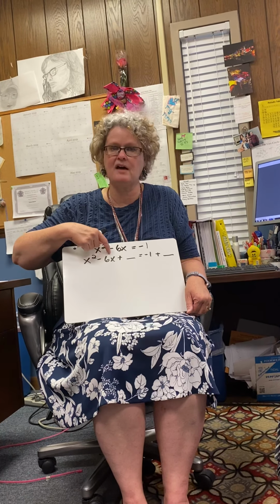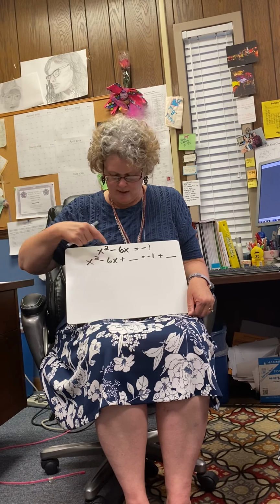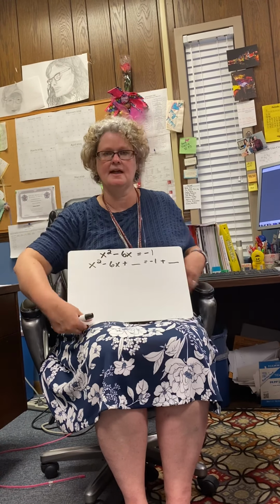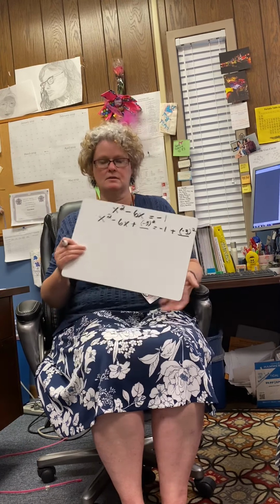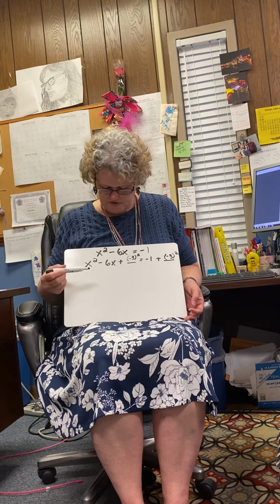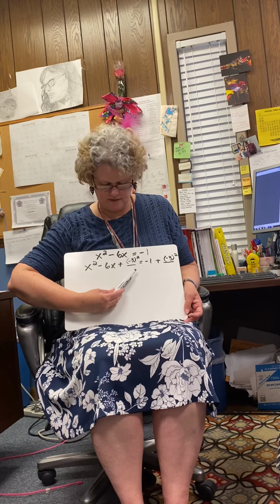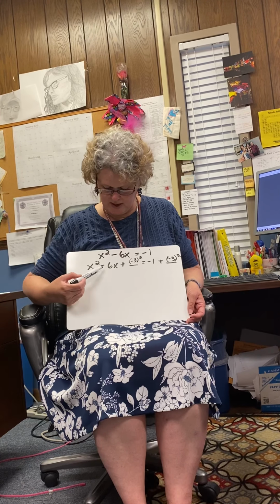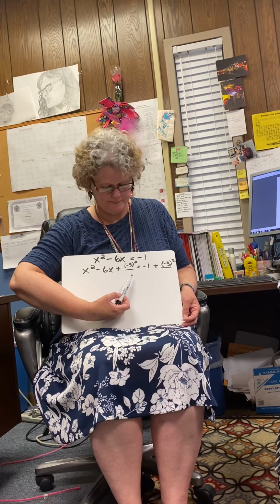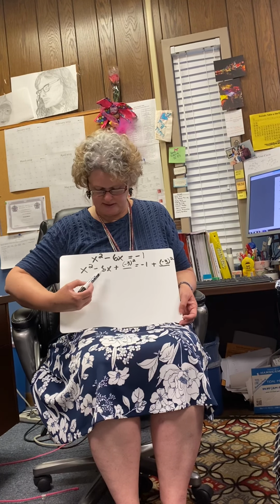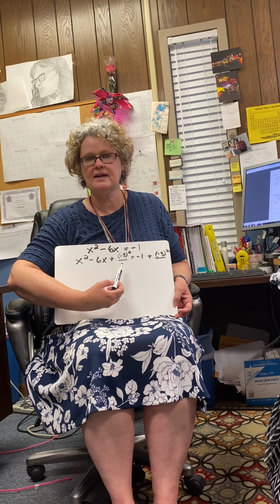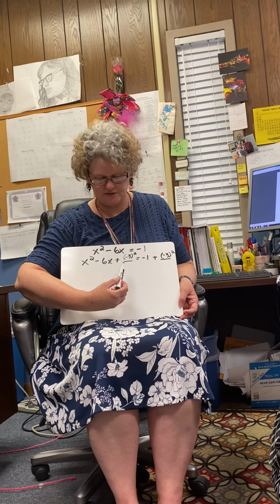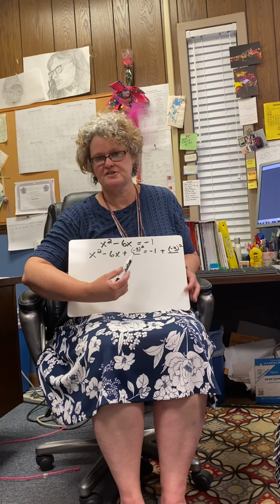So I think we agree that half of -6 is -3. So that's what we're going to add in the space, except we're going to square that -3. So I'm going to put -3 squared on both the left and the right. Okay, so really, if I were to square this -3, this would be x squared minus 6x plus 9. So if I were to factor x squared minus 6x plus 9, I would get x minus 3 times x minus 3, which is x minus 3 squared.